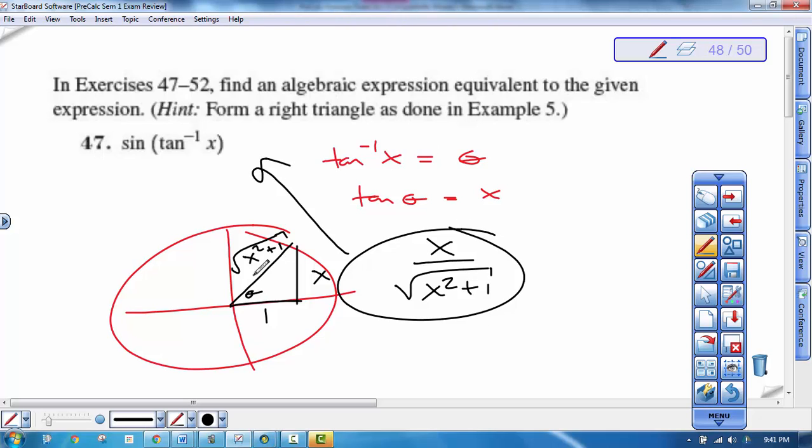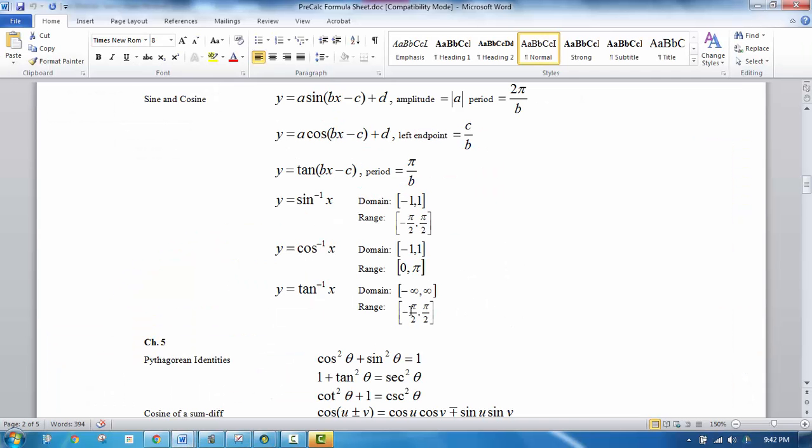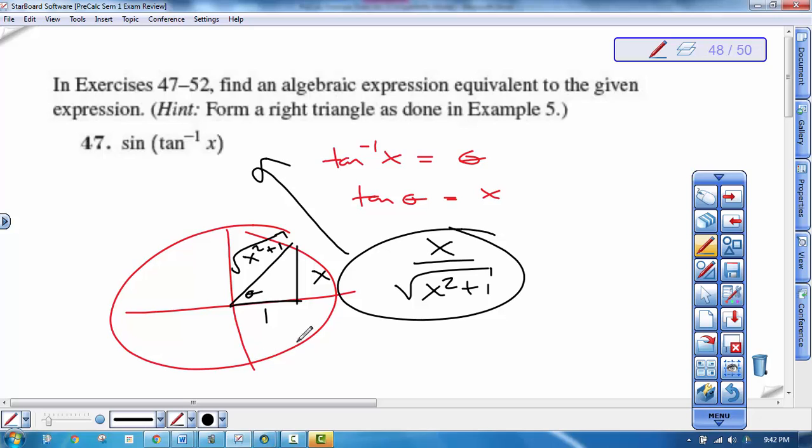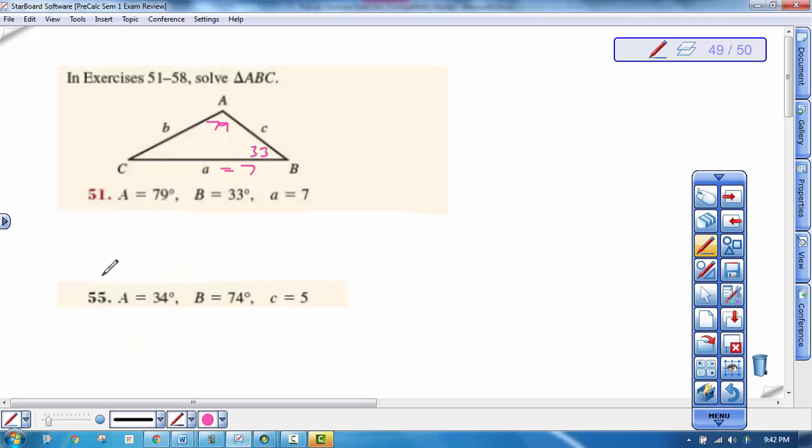And I guess the only question is, how did I know to put my reference triangle here? Well, that's just because the range of inverse tangent is between negative 90 and 90. That angle that I get out has to be between negative 90 and 90. We know it was positive x, not negative x, so I drew it in the first quadrant, not the fourth.